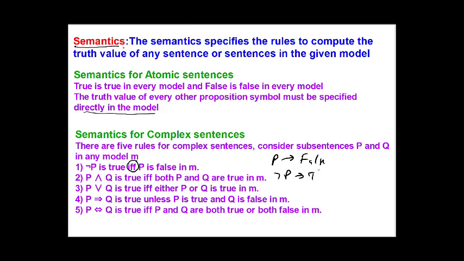Then the next one, P and Q. P and Q is true if and only if P and Q both are true in a particular model. P or Q is true if and only if either of P or Q, or both, are true. And P implies Q is true unless P is true and Q is false in M. So in the condition where P is true and Q is false, it is false, otherwise it is true. We will see the truth table after this slide. And P bicondition Q is true if and only if both are true or both are false, otherwise it is false.